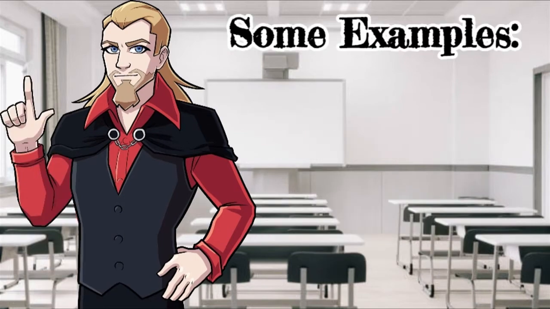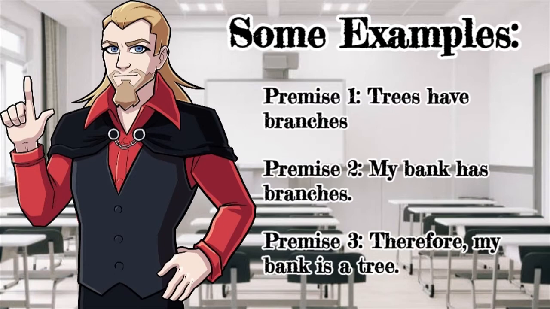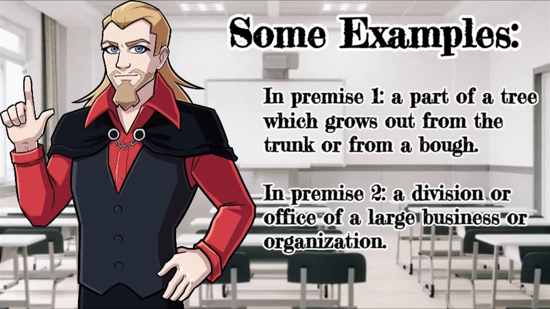Some examples. 1. Premise 1. Trees have branches. Premise 2. My bank has branches. Premise 3. Therefore, my bank is a tree. This is a clear example where the term branch is used to mean, in premise 1, a part of a tree which grows out from the trunk or from a bough. In premise 2, a division or office of a large business or organization.